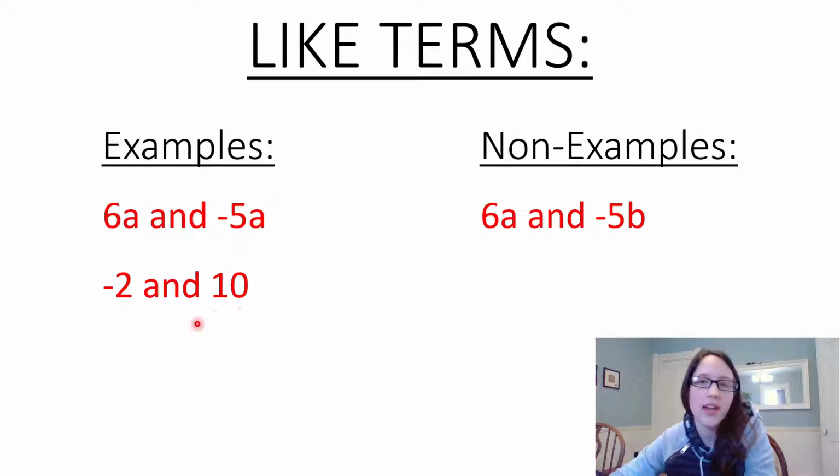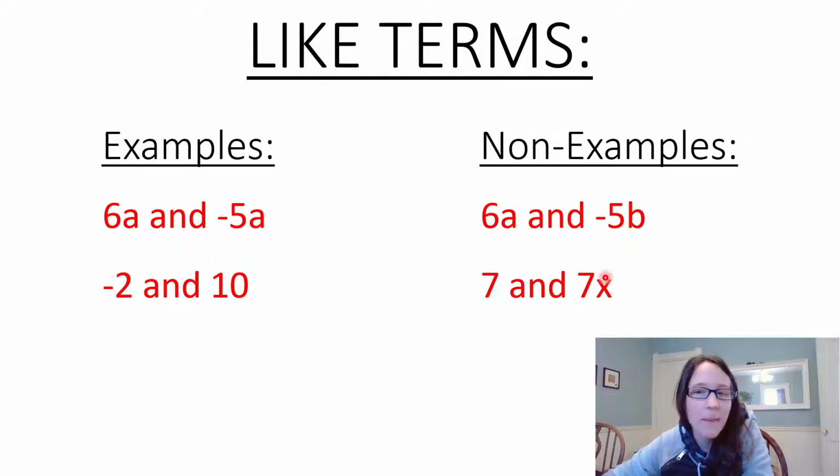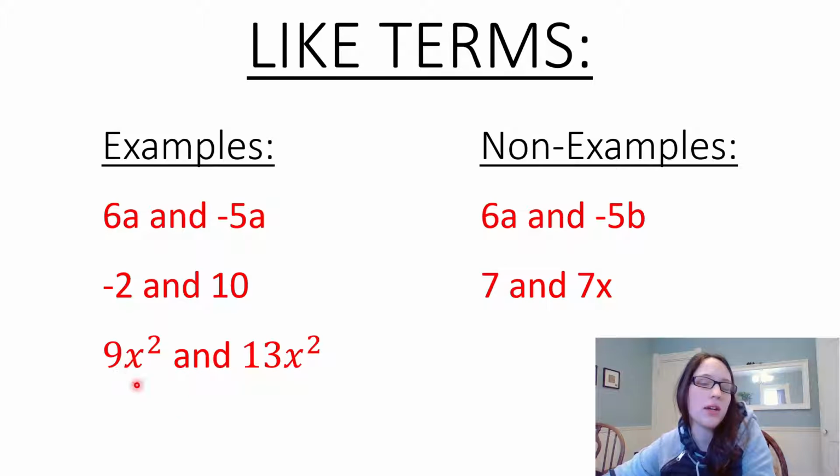So yeah, we know that you can add two numbers together, but as soon as you put a variable on one of those, like 7 and 7x, they're not like terms. So 7 plus 7x is not 14x. You cannot do that. We do it all the time, and you can't. You just can't.